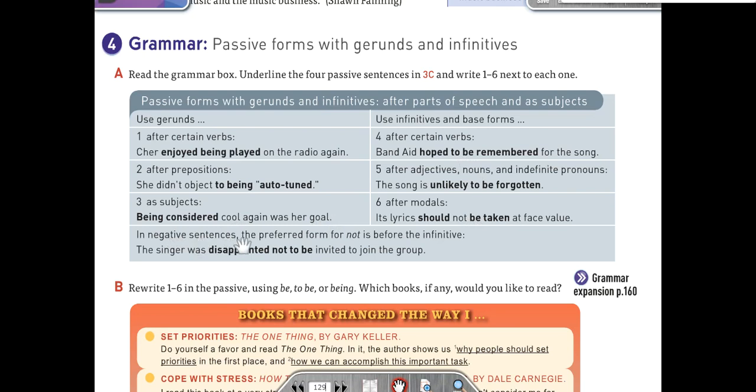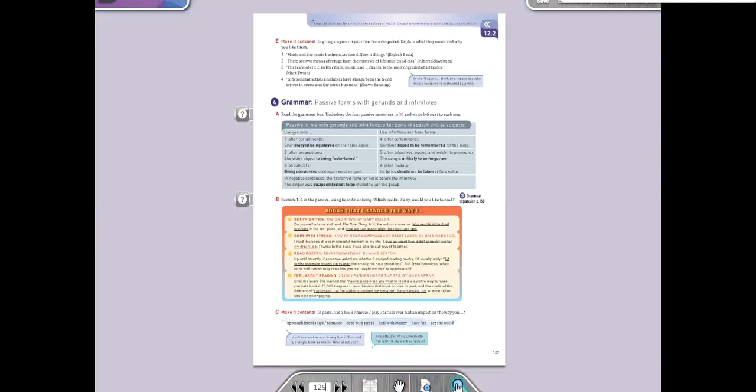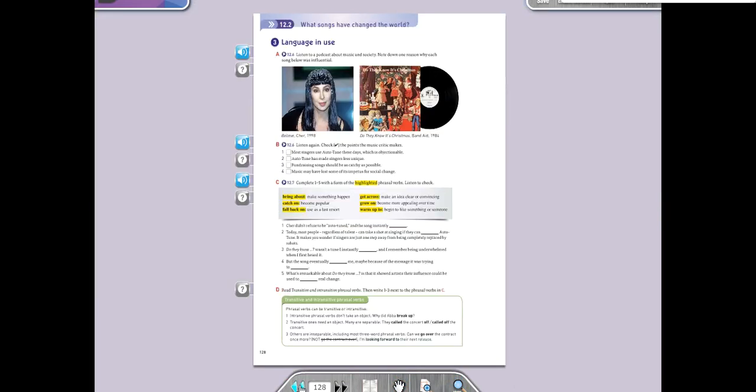Well, in negative sentences, the preferred form for not is before the infinitive. So, here it is: The singer was disappointed not to be invited to join the group. Now, what you are going to do is to search in the previous activity for examples of this. As I told you before, you are going to work on page number 128 and find in there the examples that I gave you.